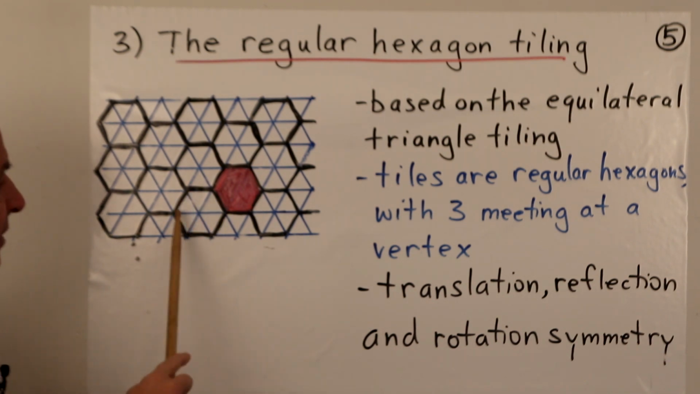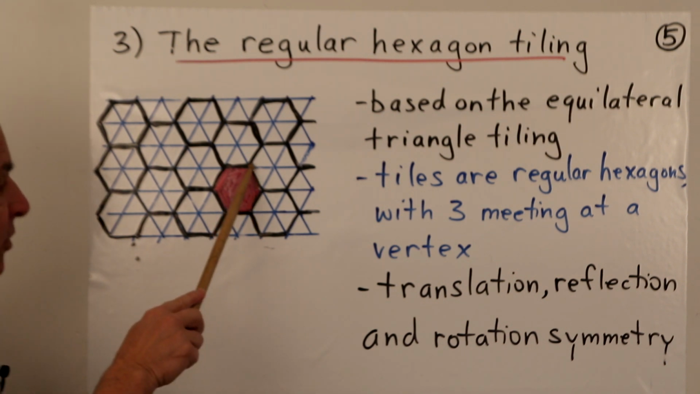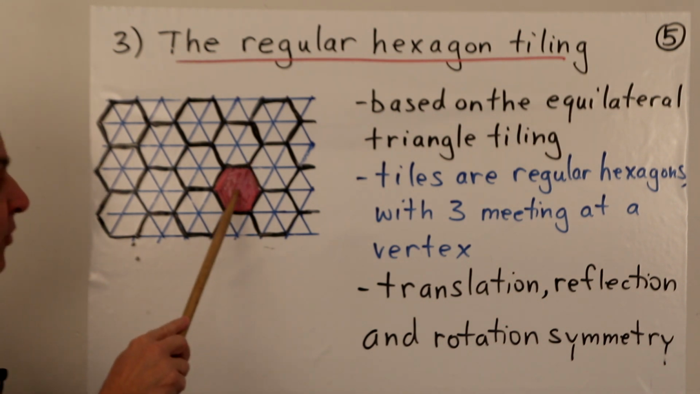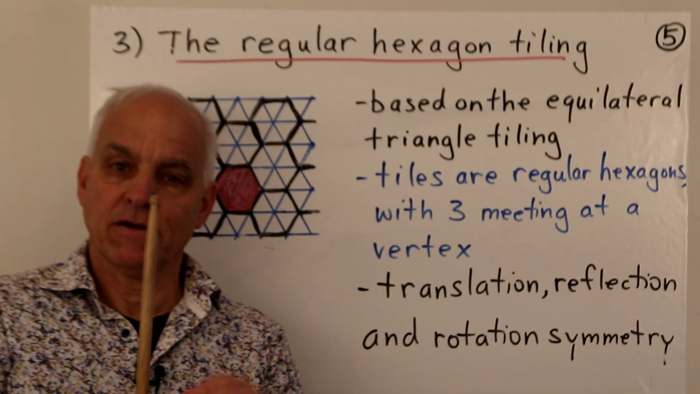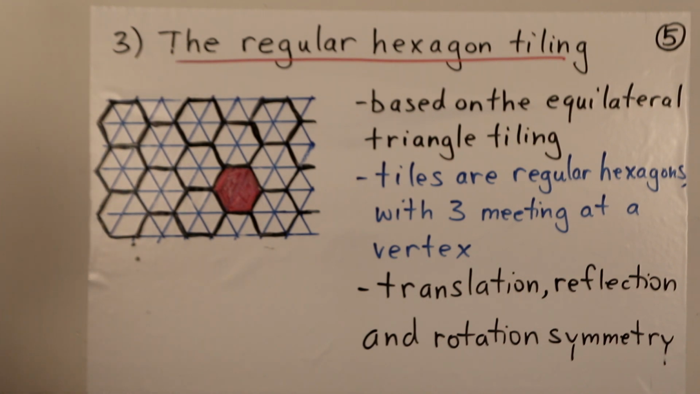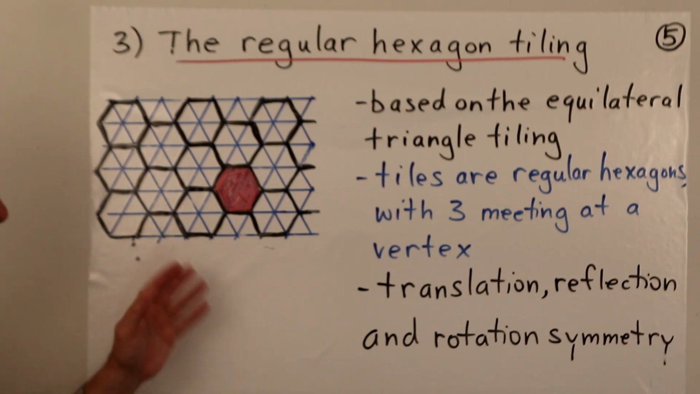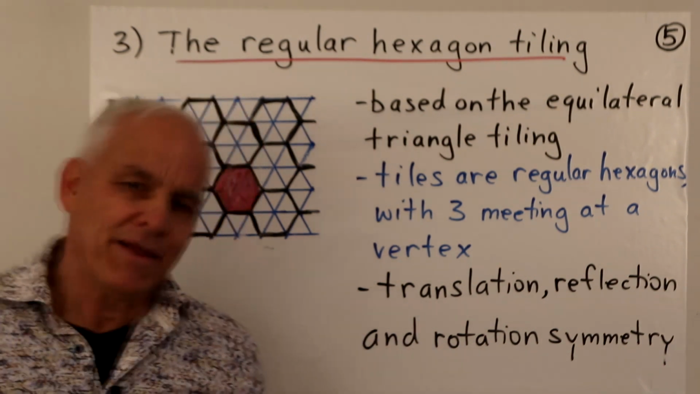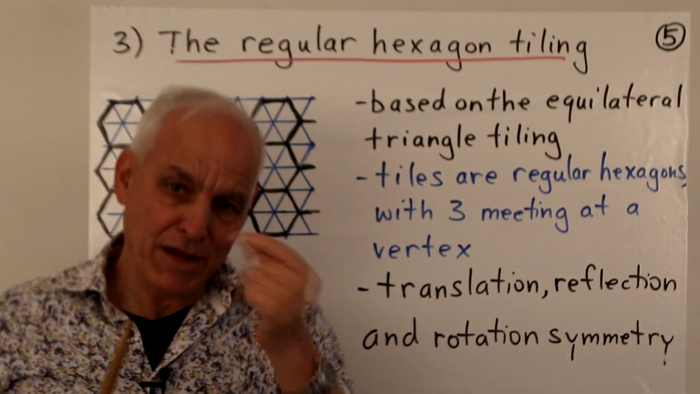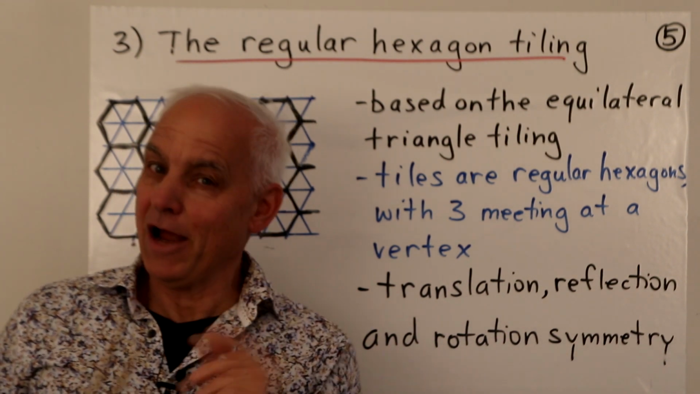So the black lines create these tiles which are regular hexagons, like this one here, with 6 equal sides. And if we look at a vertex, say that one there, we see that there are 3 hexagons which meet at that vertex. This is also a very pleasant situation, which also has obvious translation, reflection, and rotational symmetry. And maybe from a certain point of view, this is actually even the most regular of the regular tilings.